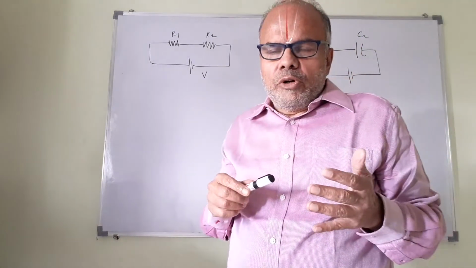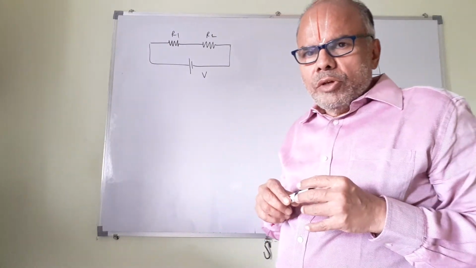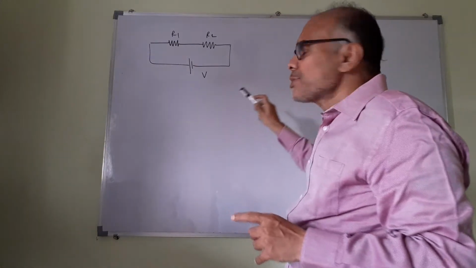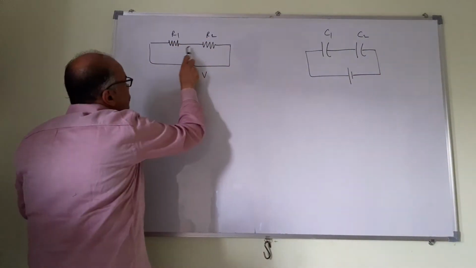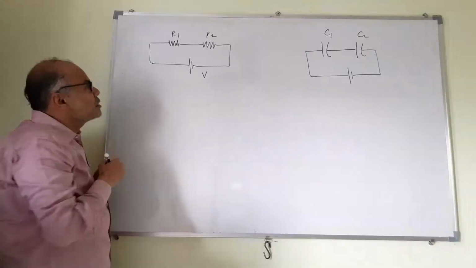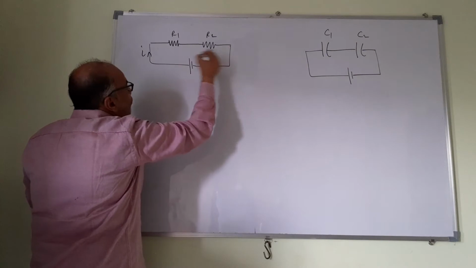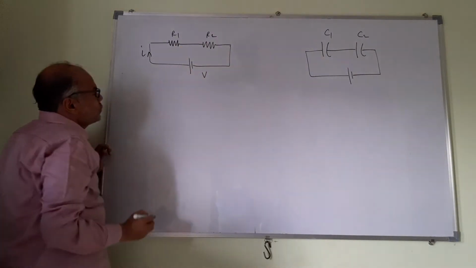Today we shall see about the Wheatstone bridge. Before we do that, let us see these two simple circuits. We've got two resistors R1 and R2 in series. So the same current flows through them. It is the same current which flows through them.